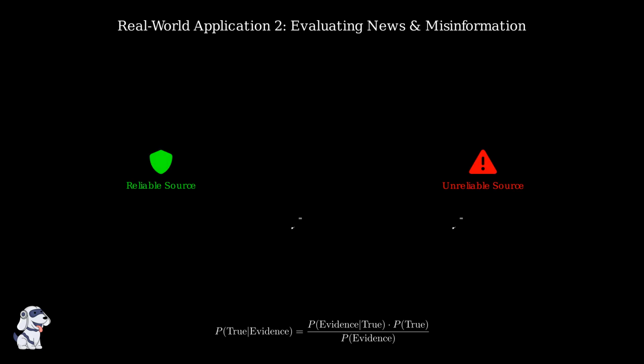Now let's see two scenarios: a reliable source versus an unreliable source. The reliable source has high credibility, leading to a significant belief update. The unreliable source has low credibility, resulting in minimal belief change. For the reliable source, our belief might update to 85%, reflecting the strong evidence from a trustworthy outlet. But for the unreliable source, even with the same claim, our belief only updates to 55%, because the evidence from an untrustworthy source is weak.